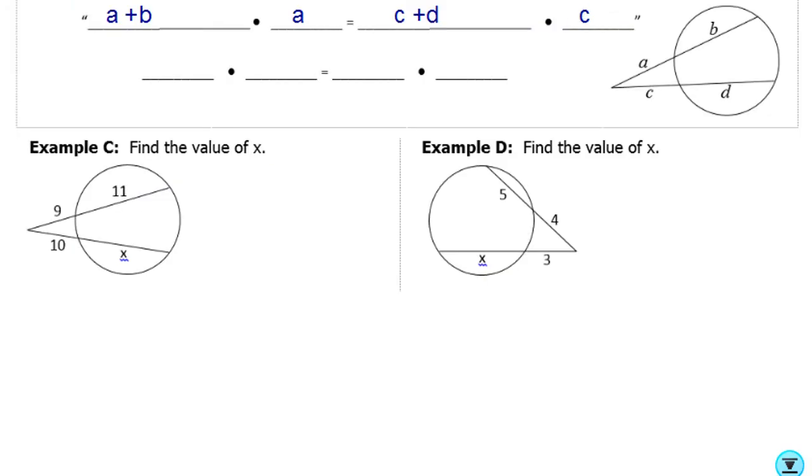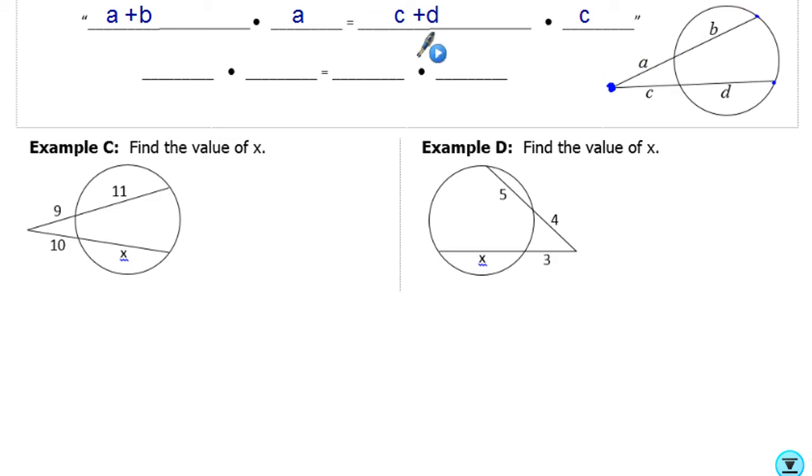The next kind of scenario is if you have 2 secant lines coming out. So this says if 2 secant lines share the same endpoint outside of a circle. So this is sort of that common endpoint. So notice this is a secant. It's going through the circle at 2 separate points.